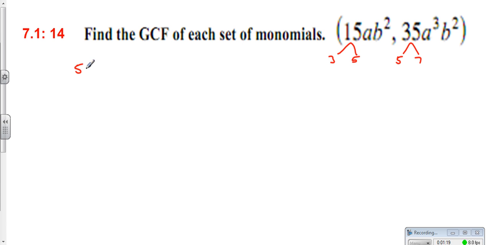They both have 1 a in common, and they both have b squared in common. So letters are actually a little bit easier if you notice. Okay, it's the lowest one, so a to the 1 we have, and b squared in both we have. And then breaking down 50 and 35 is most of the work.